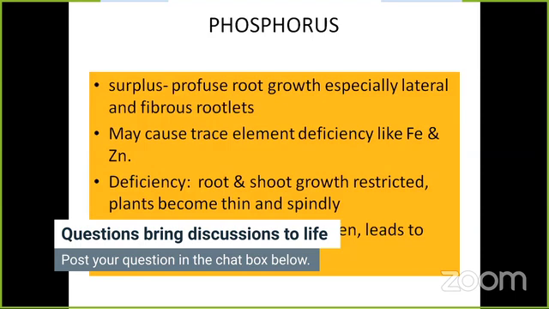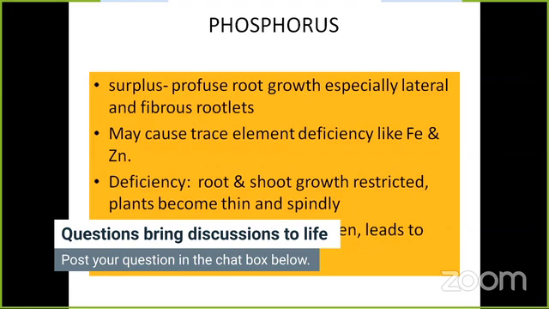Now what happens if it is surplus? Surplus means there will be profuse root growth. See here, root growth will be profuse, not the shoot, especially lateral and fibrous rootlets, not the prime mother root. Lateral roots or fibrous roots will develop more. It may cause trace element deficiency like iron and zinc, because the soil can become more acidic and the deficiency of iron and zinc can happen.